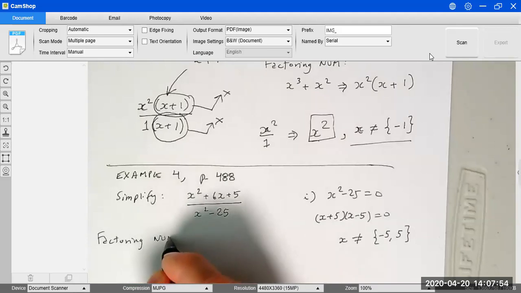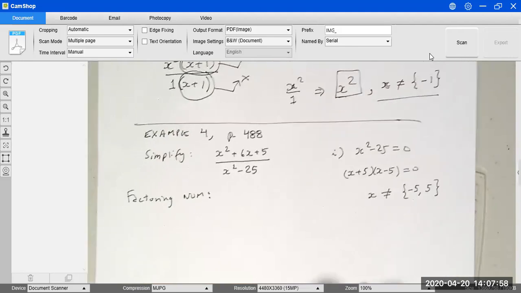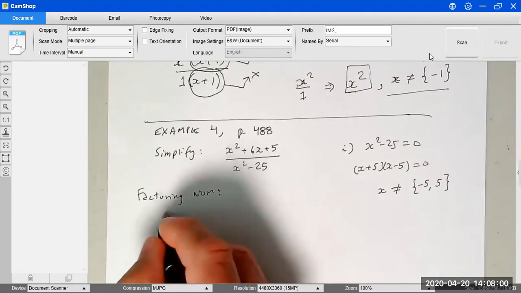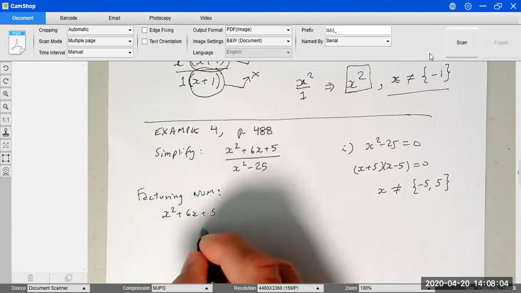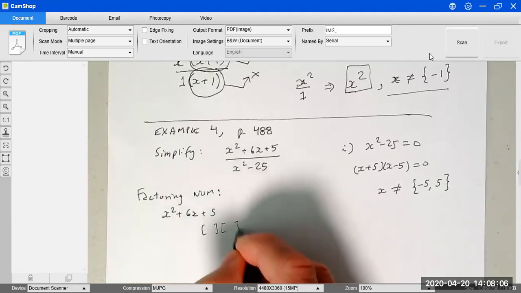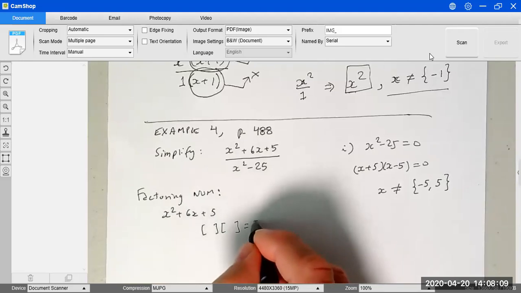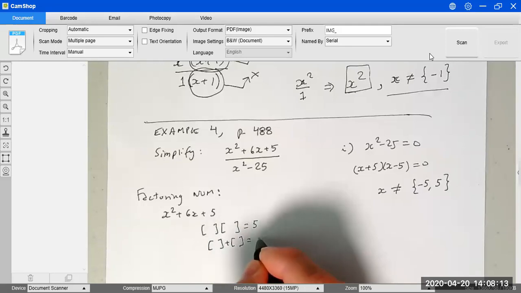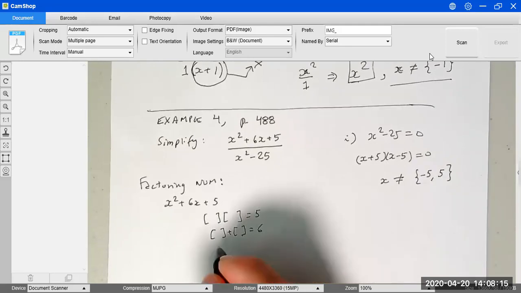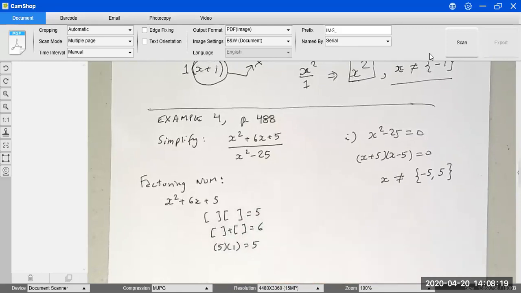We're going to factor the numerator first. To factor the numerator, we write x squared plus 6x plus 5. I need two numbers that if I multiply them, I get 5, and if I add them up, I get 6. Those numbers are 5 and 1.